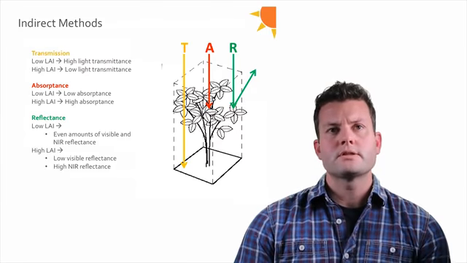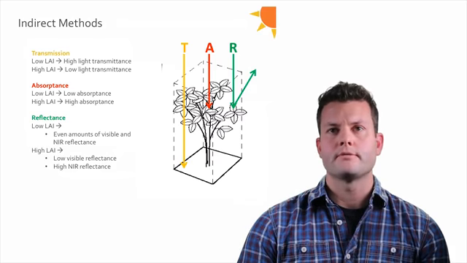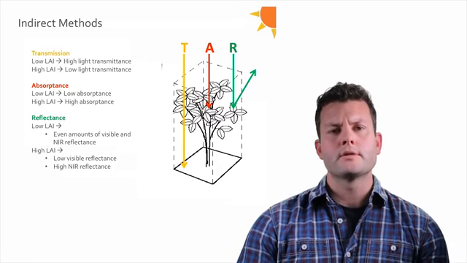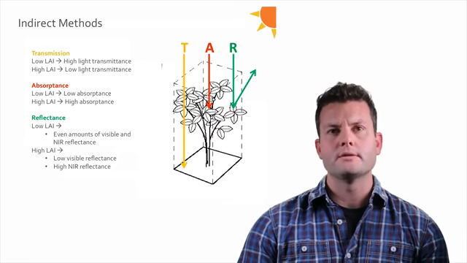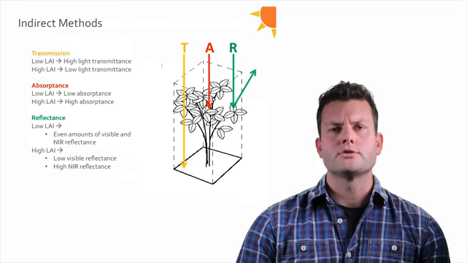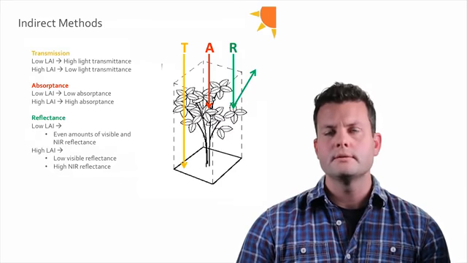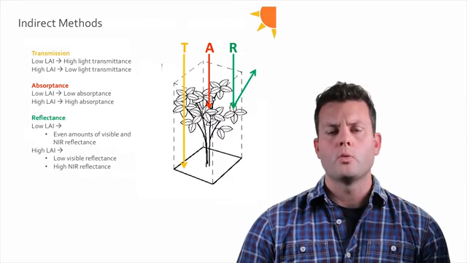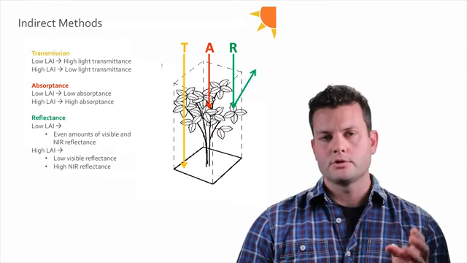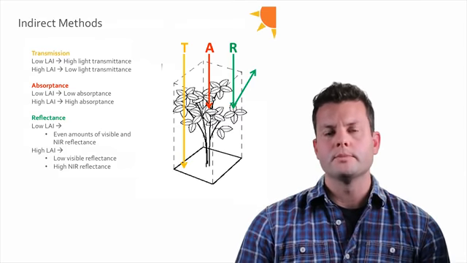For the remainder of the seminar, I'm going to discuss indirect methods for estimating leaf area index. It's interesting to note that all of these methods rely in some way on measuring how light interacts with the canopy. Here is an overview of how light can interact with the canopy. There are really three fates for light in the canopy. The first is transmission: light coming from the sun can be transmitted all the way through the canopy. Another fate is that the light is absorbed.